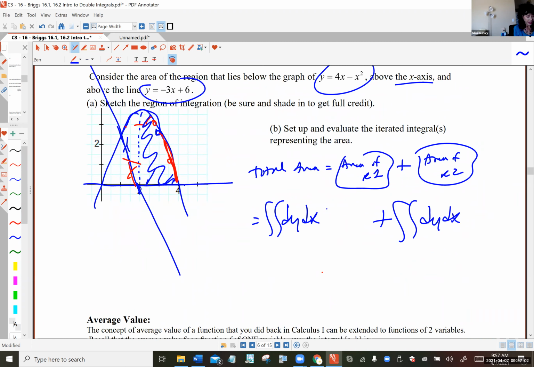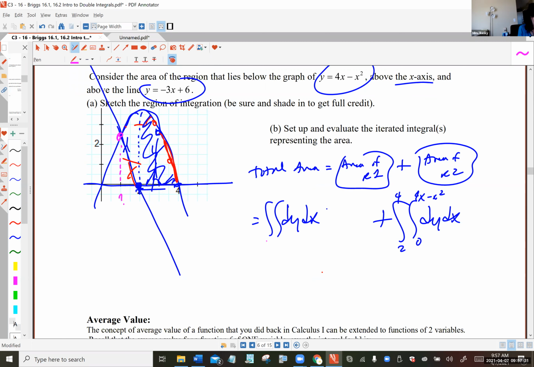Well, how come? Because you can see that x is going from a pure number to a pure number, 0 to 4. And the little man, when you put him in there, the upper limit is the parabola, 4x minus x squared. And the lower limit, his feet are on the x-axis, which has the equation y equals 0. So region 2 is pretty easy to set up. Region 1 is tricky because it's not clear what the lower limit of integration is for x.